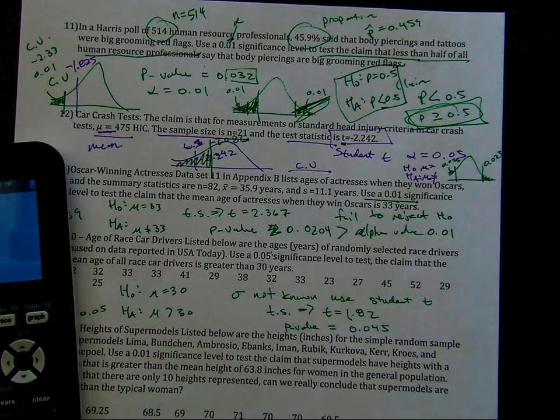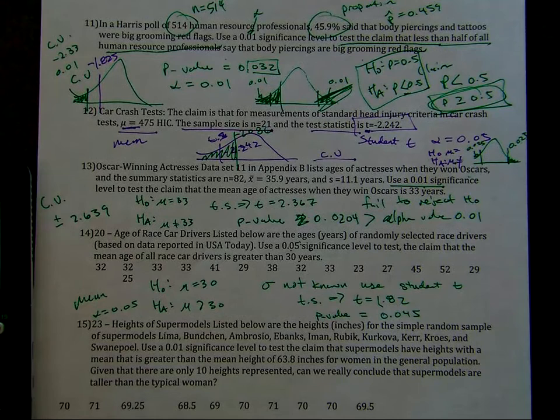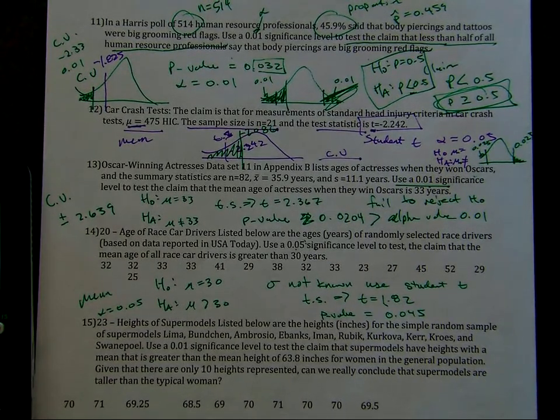Moving along, we have number 15. Heights of supermodels listed below are the heights in inches for a simple random sample of supermodels. Use a 0.01 significance level to test the claim that supermodels have heights with a mean that is greater than the mean height of 63.8 inches for women in the general population. Given that there are only 10 heights represented, can we really conclude that supermodels are taller than women?